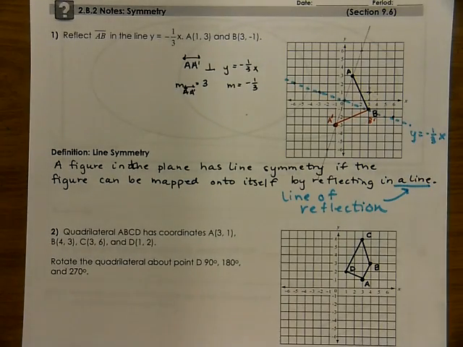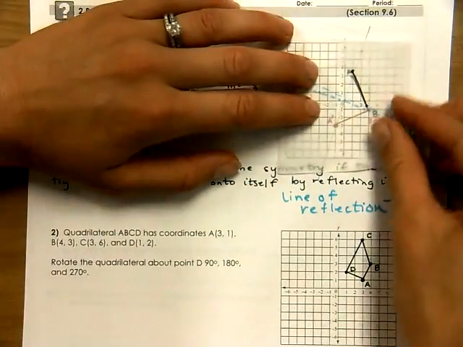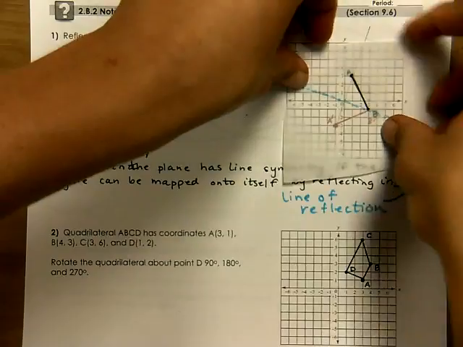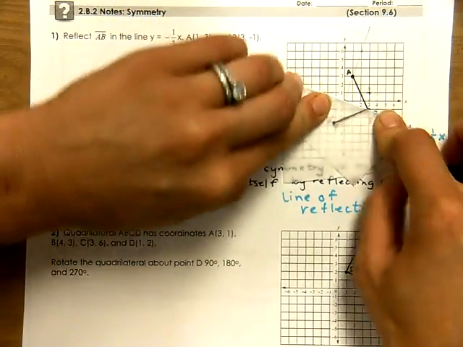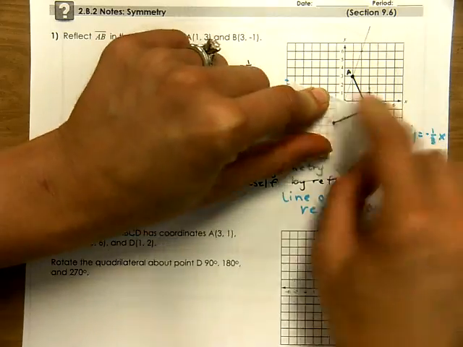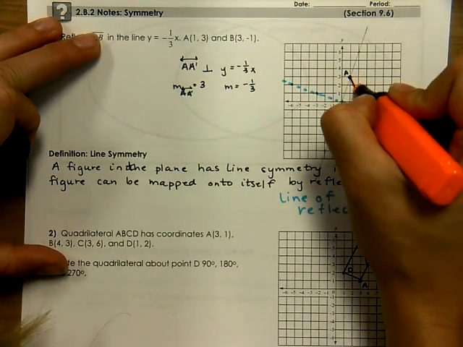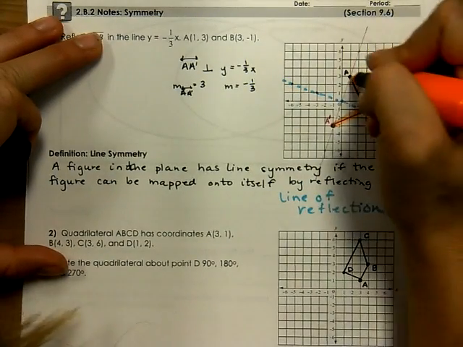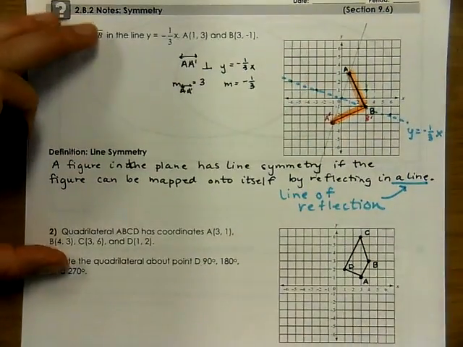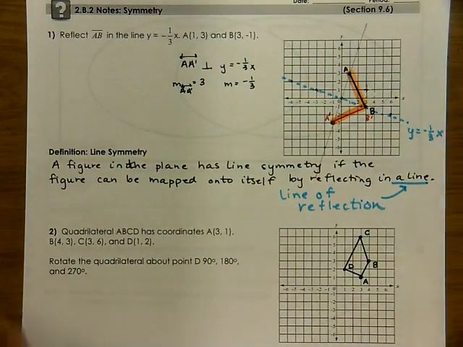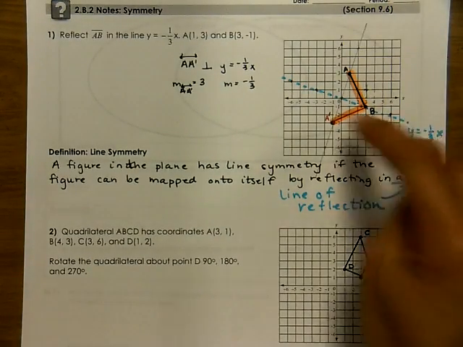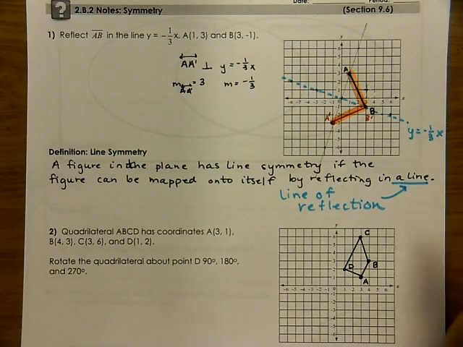Let me show you this with tracing paper as well. What it means is if I can take this figure and flip it over the line of reflection and map it onto itself, then this figure has line symmetry. Meaning the figure we're talking about would be this kind of V shape right here. This V shape has line symmetry because I can map it onto itself by reflecting it in a line, and that line is called the line of reflection. This V shape has one line of symmetry. We're going to be talking about some that have multiple lines of symmetry as well.